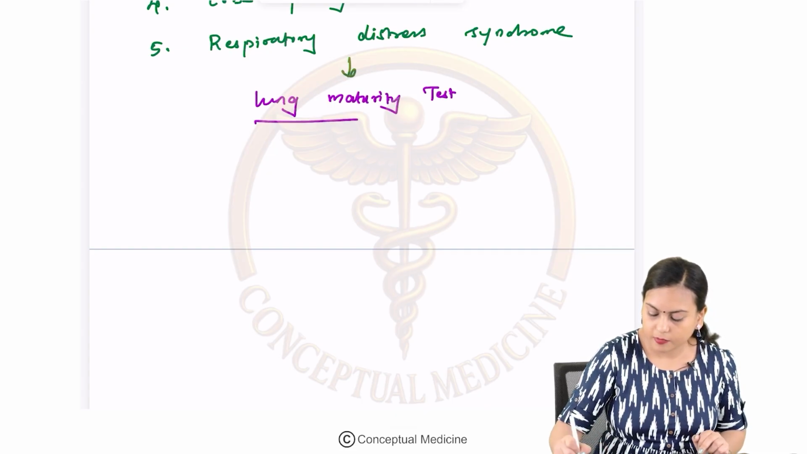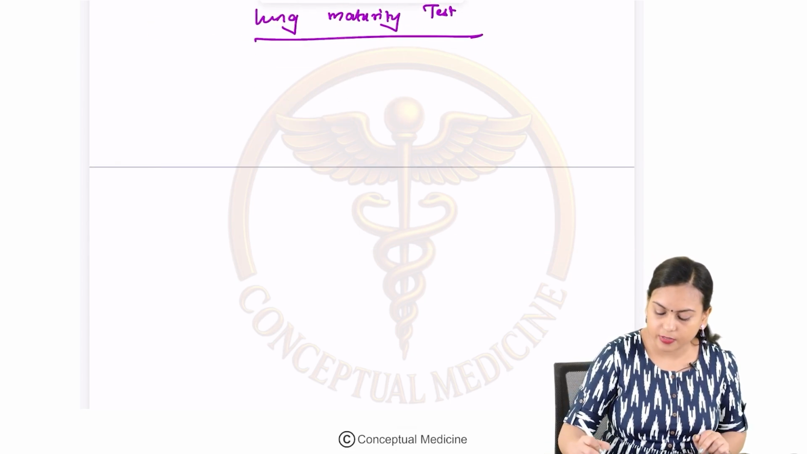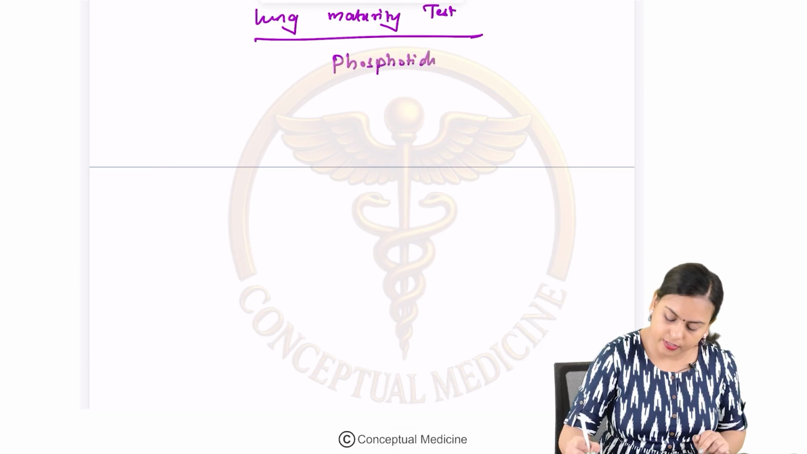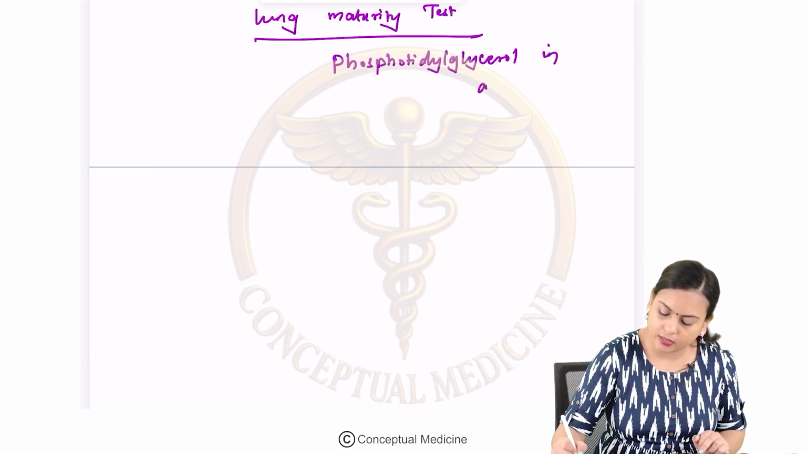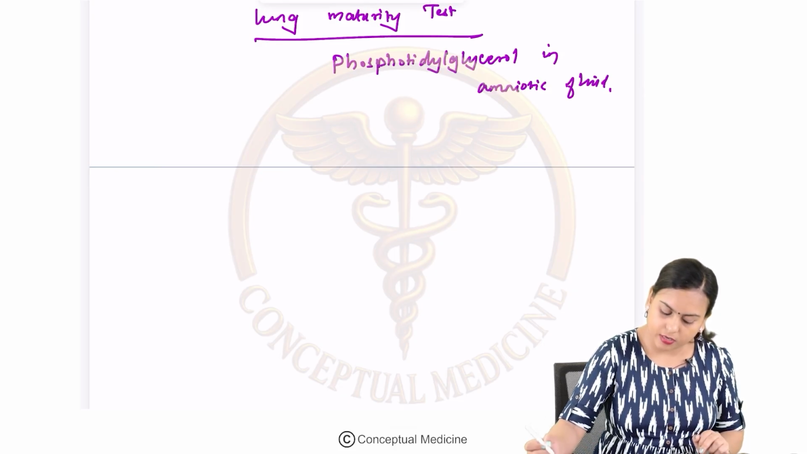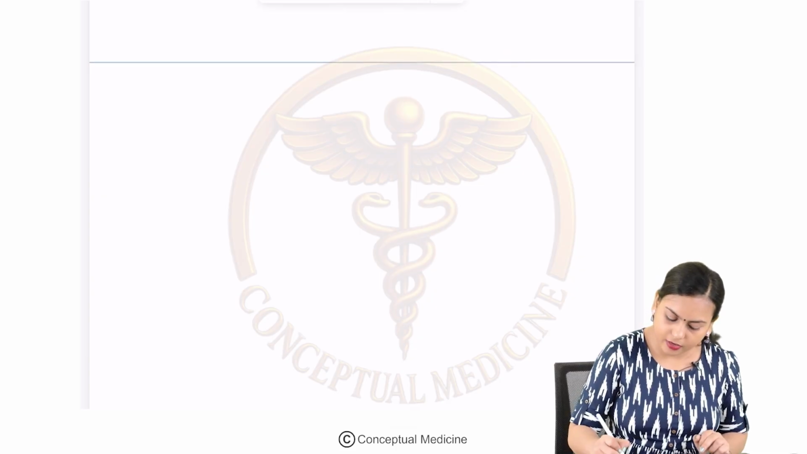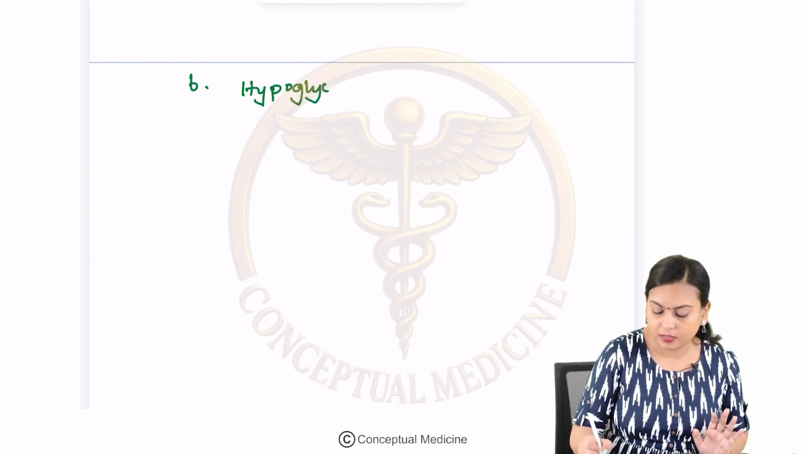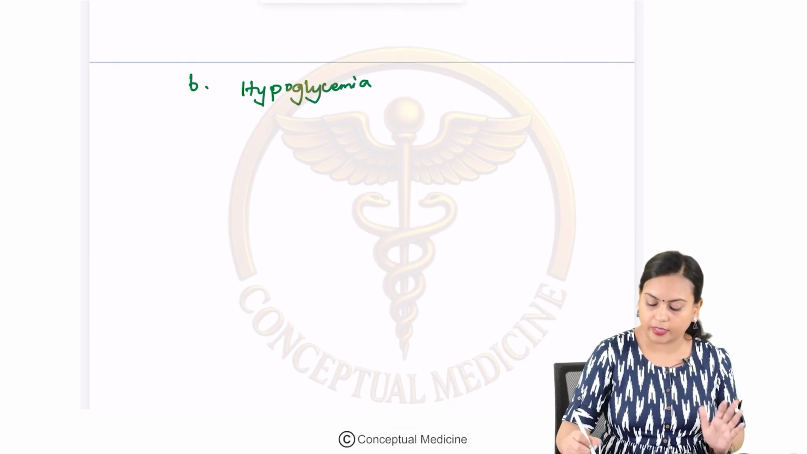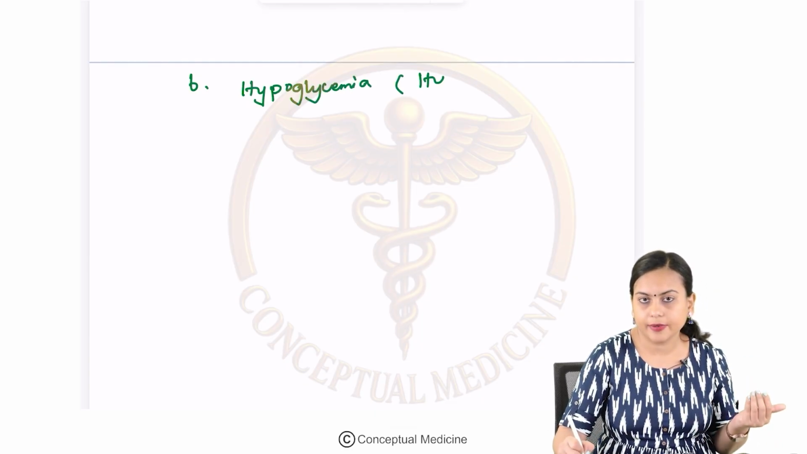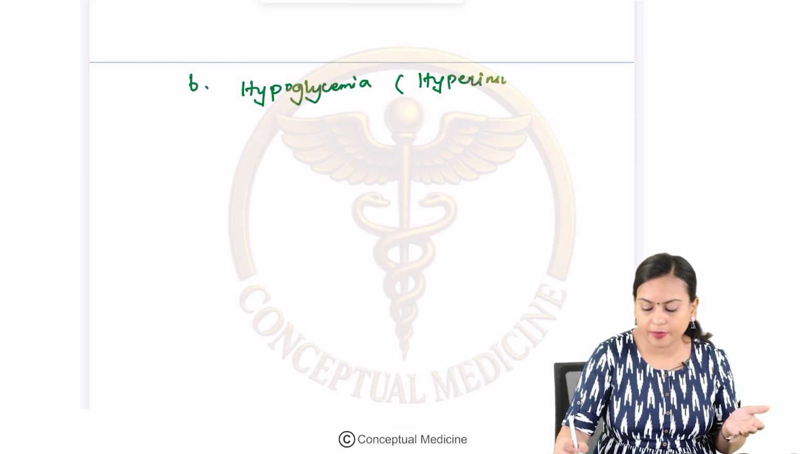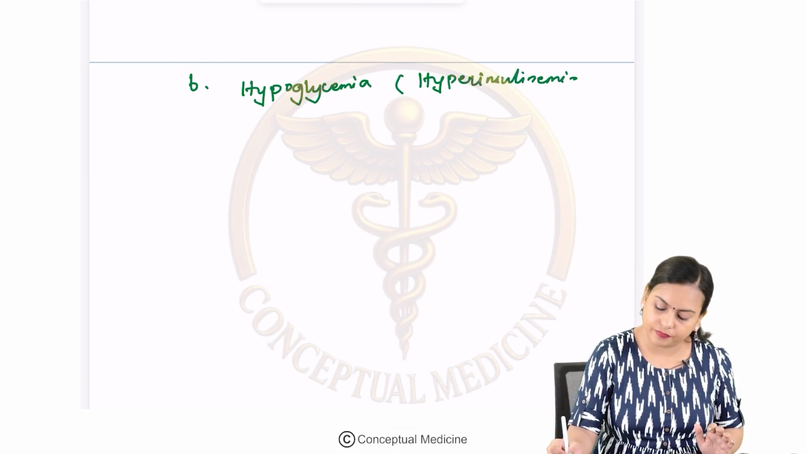For this we can do a lung maturity test. The specific test we do is detection of phosphatidyl glycerol in amniotic fluid. Clear? Then we can also have hypoglycemia in the baby after birth. Why hypoglycemia? Because already we know there is hyperinsulinemia.